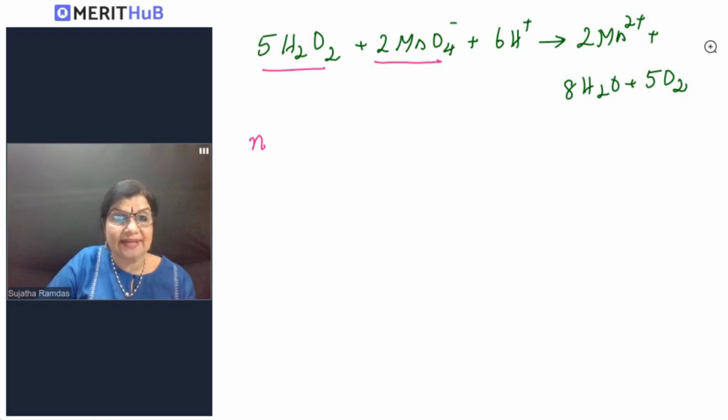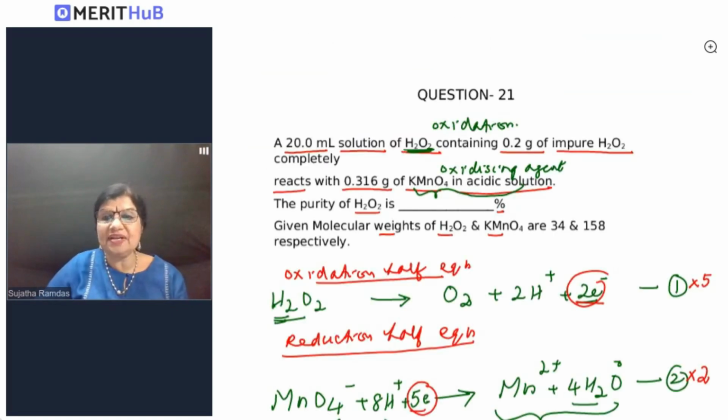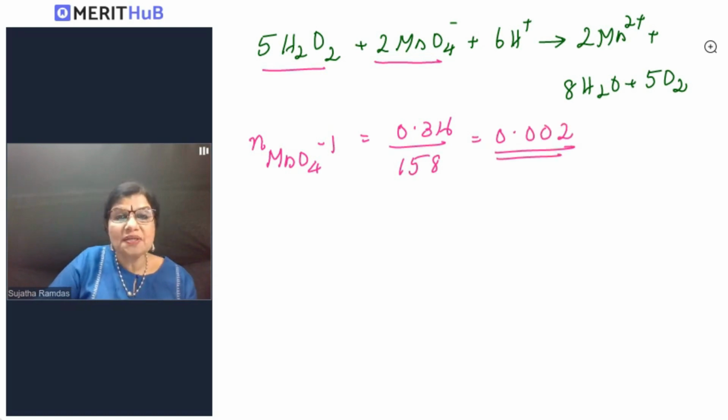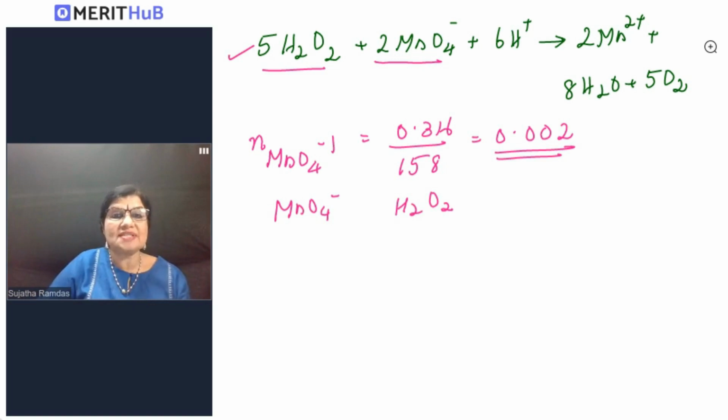So let's now find out the number of moles of MnO4 minus, which is mass over molar mass. And they've given us the molar mass. Mass is here and the molar mass is 158. Very easy to calculate. 158 twos are 316. So this becomes 0.002.